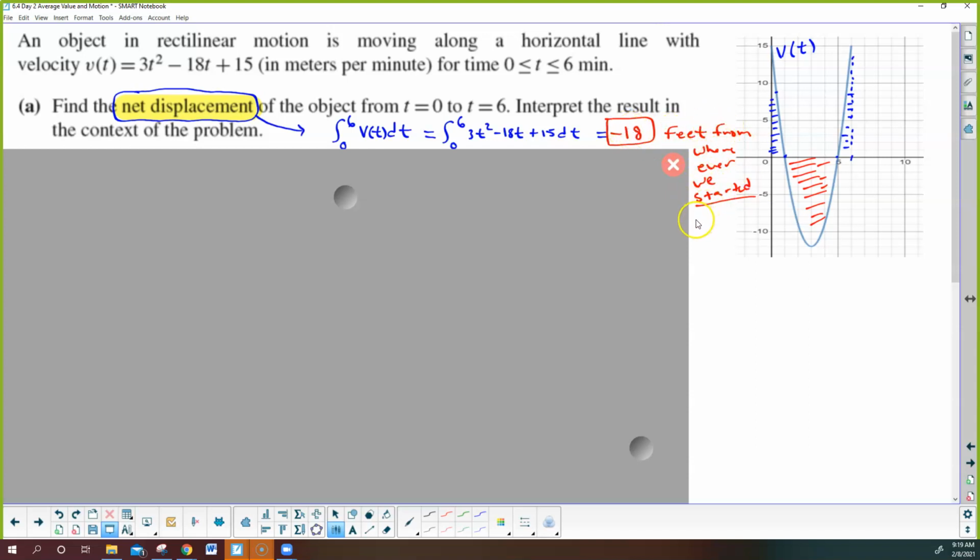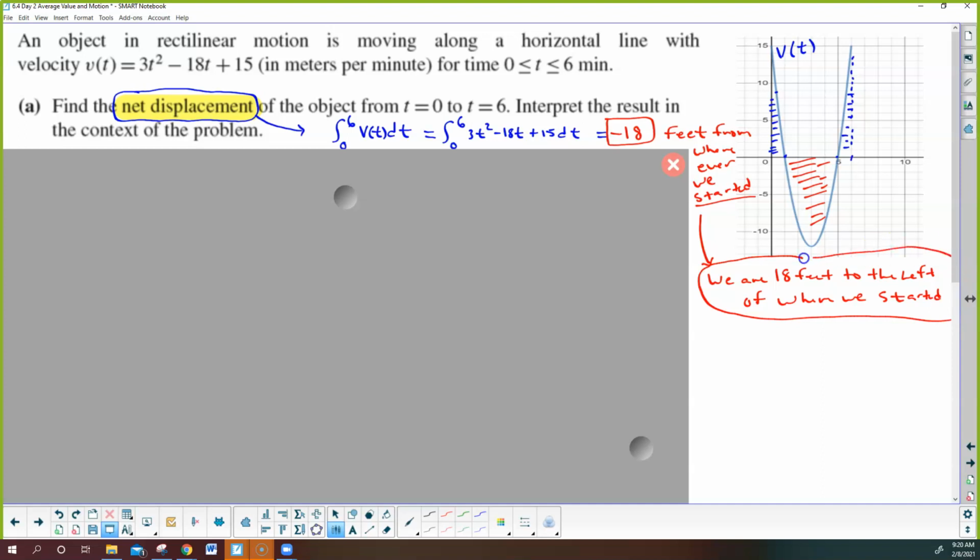A better way to describe that would be, now watch how I write this. We are 18 feet to the left of where we started. And this is a better way to describe it because I didn't put negative 18. The reason why I said 18 was the left refers to being further to the left than the right.